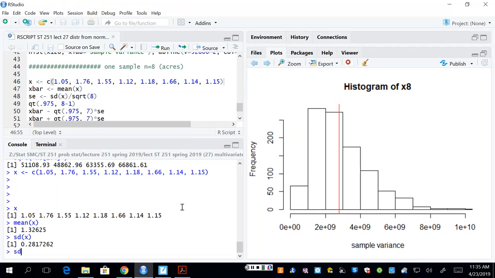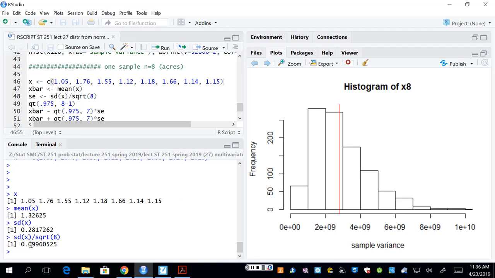What's called the standard error is that standard deviation divided by the square root of the sample size. So 0.0996. That's more accurately described as the variability of x bar, right? Like sigma over the square root of n, s over the square root of n, rather than an individual rabbit. What's the variability of the average? It's that smaller value. That's often called standard error.